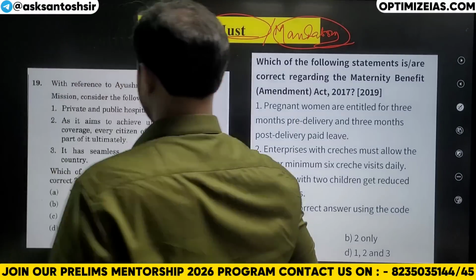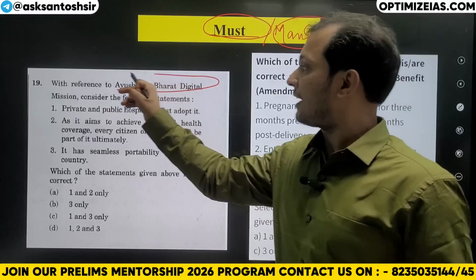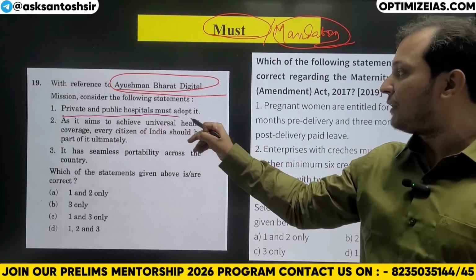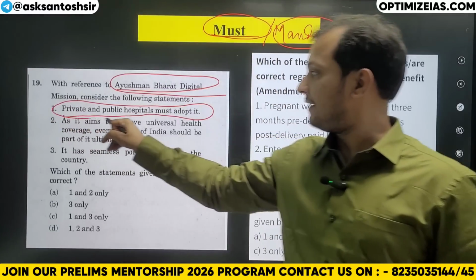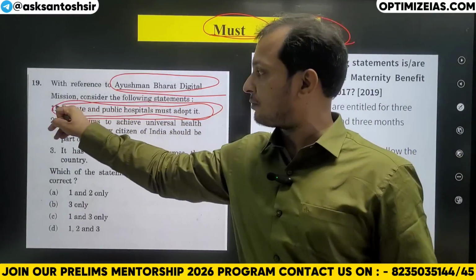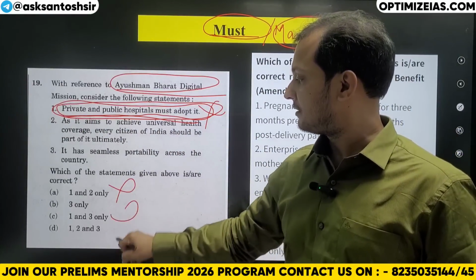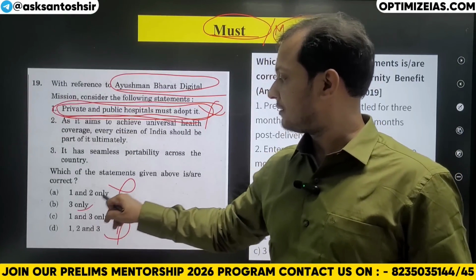Let us see this question. With reference to Ayushman Bharat Digital Mission, consider the following. Private and public hospitals must adopt it. "Must" is incorrect. So the answer is what? 3 only.